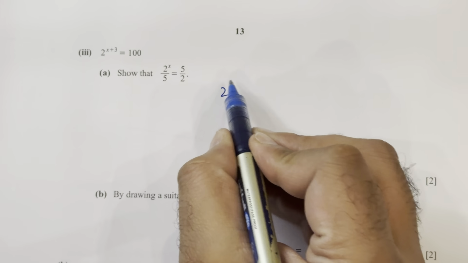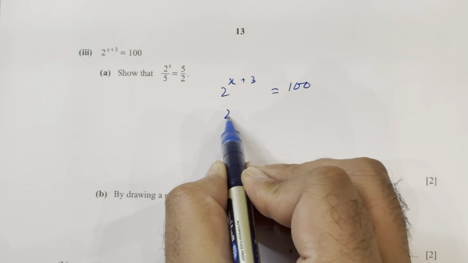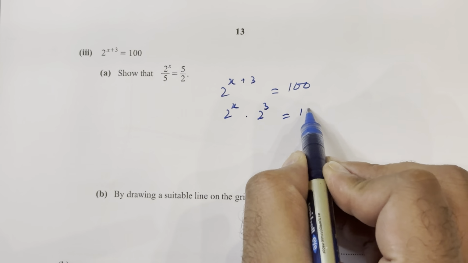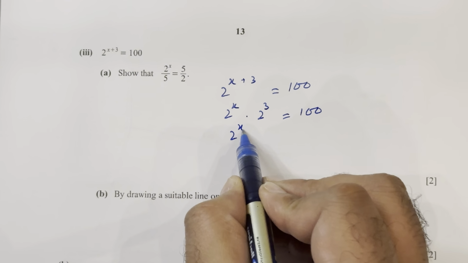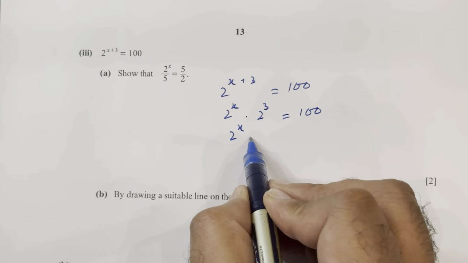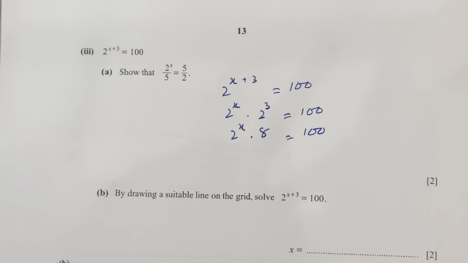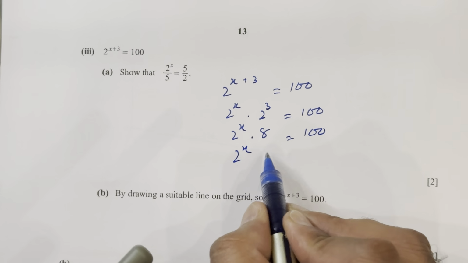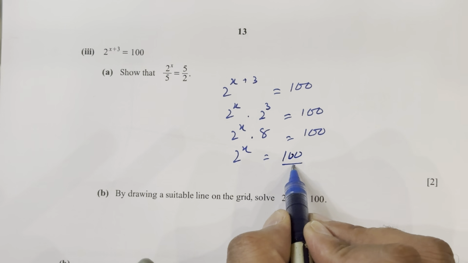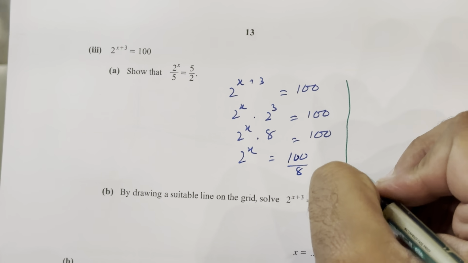So we have been given 2^(x+3) = 100. You can break it: 2^x · 2^3 = 100, where 2^3 is 8, so 2^x · 8 = 100. Now you can write 2^x = 100/8. Now you can simplify it.